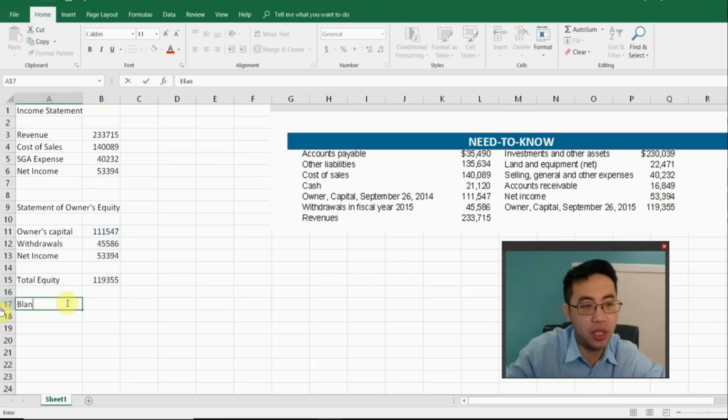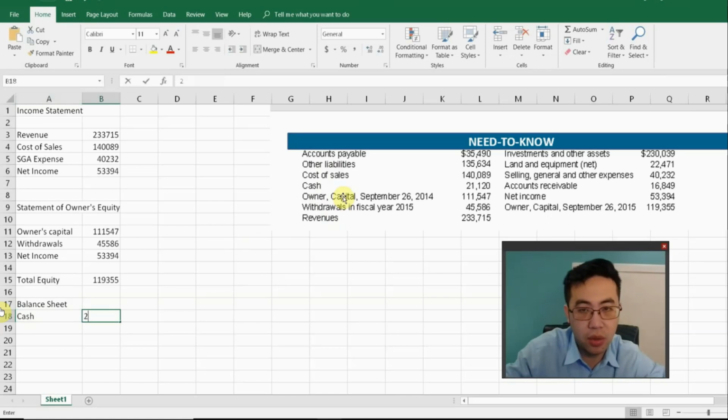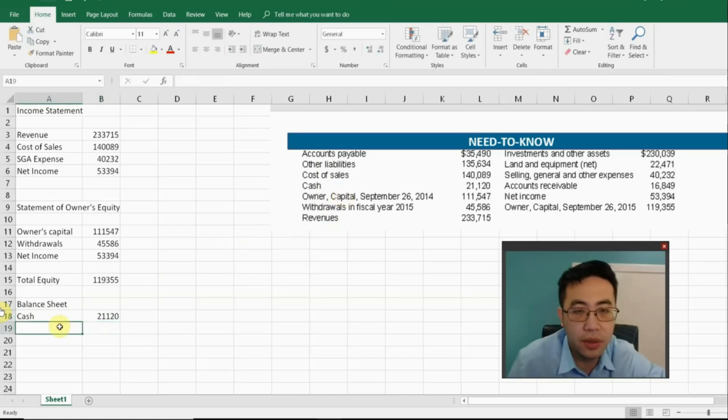And then I do the balance sheet. For total assets, let me pay attention to all of them. Starting from here, there are no assets. Oh, here, cash is an asset. So that is 21,120. That's something I can hold on to. So that's assets. And also I have investment and other assets.